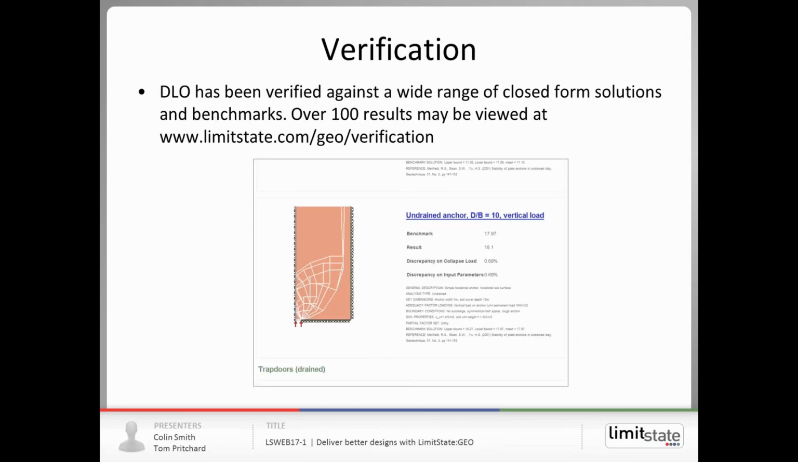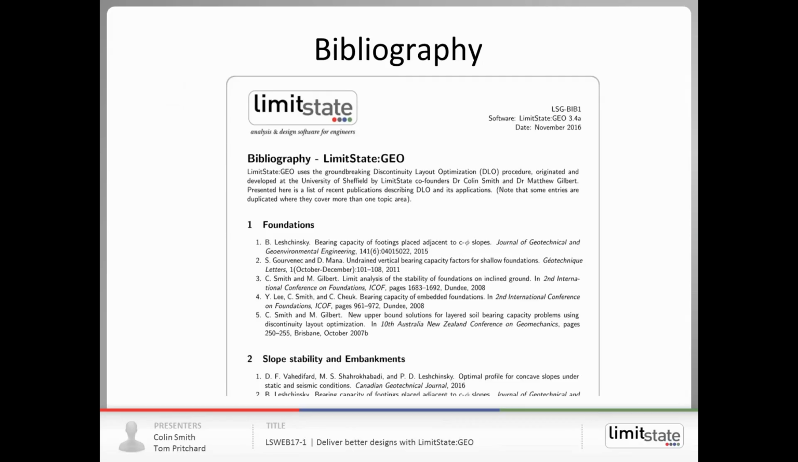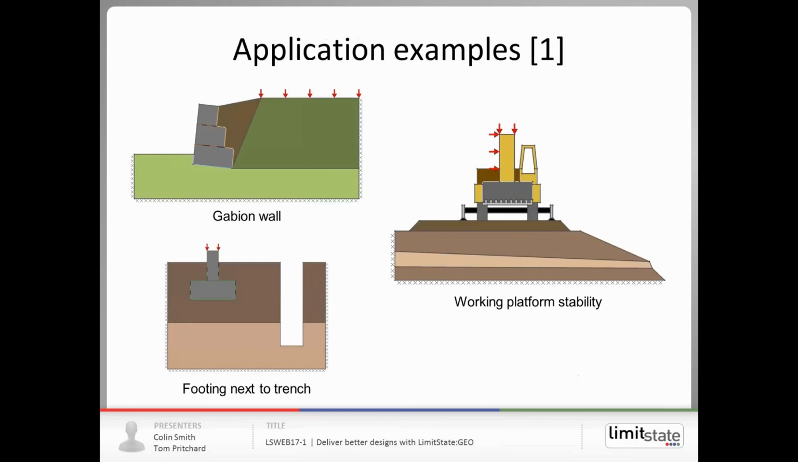We verified the software against a wide range of closed-form solutions. Every time the software is updated, it automatically runs 1,000 tests or more to check that it's still doing what it should do. Over 100 of these are displayed on the website, so you can look at these and check how they compare with benchmark solutions in the literature. There's also quite a large number of academic publications written using the software. You can find this bibliography on our website, and it's around 50 publications using the software for a whole range of applications: foundations, slopes, reinforced soil, etc.